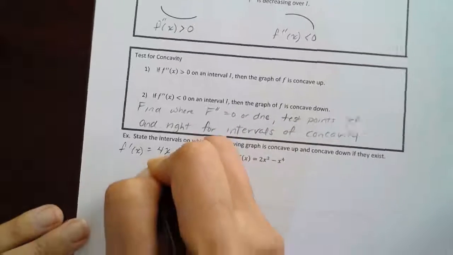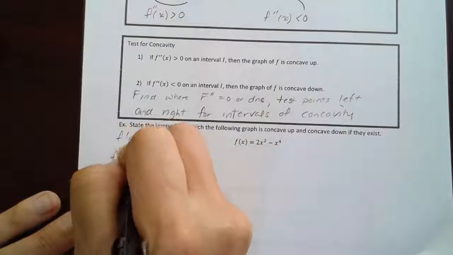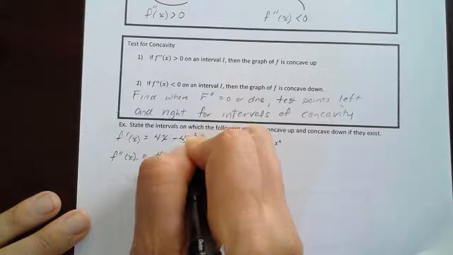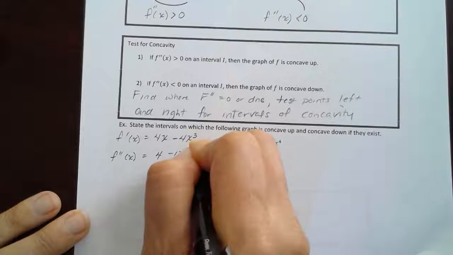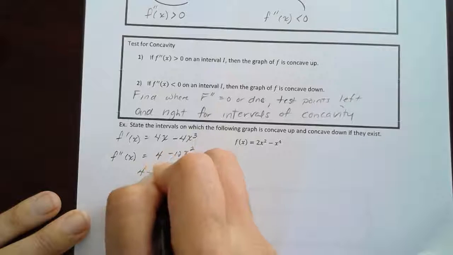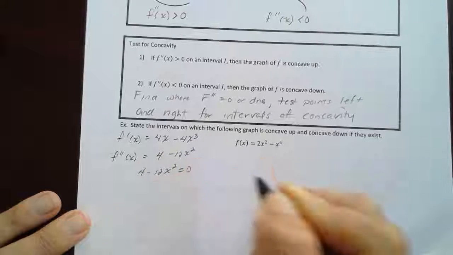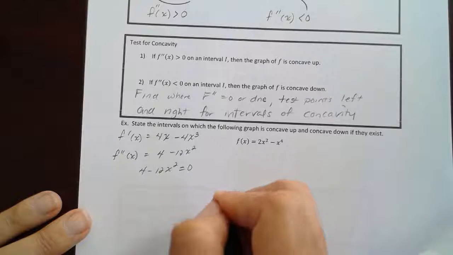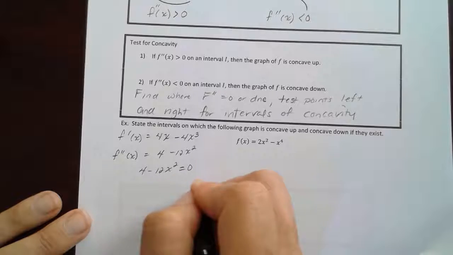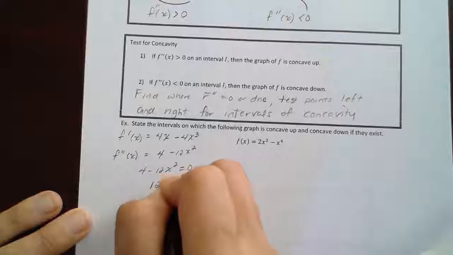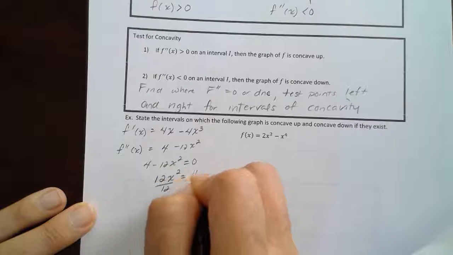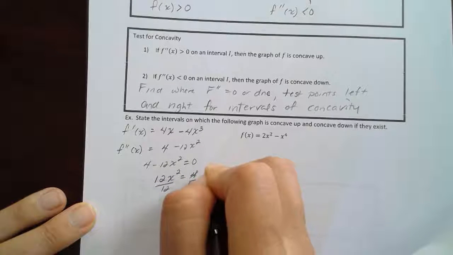From there, we need to get the second derivative. Derivative of 4x is 4. Derivative of negative 4x cubed will be negative 12x squared. Let's set that equal to 0. Now, we have a GCF, but it's not going to help us factor what's going to be left inside the parentheses. So let's go ahead and add 12x squared to both sides, and then divide by 12. This will reduce to 1/3.